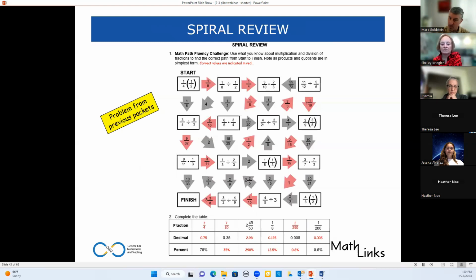Every packet has a spiral review section. There's usually about 2 or 3 pages of problems that spiral from previous packets. And then some problems actually spiral from the previous grade if necessary.